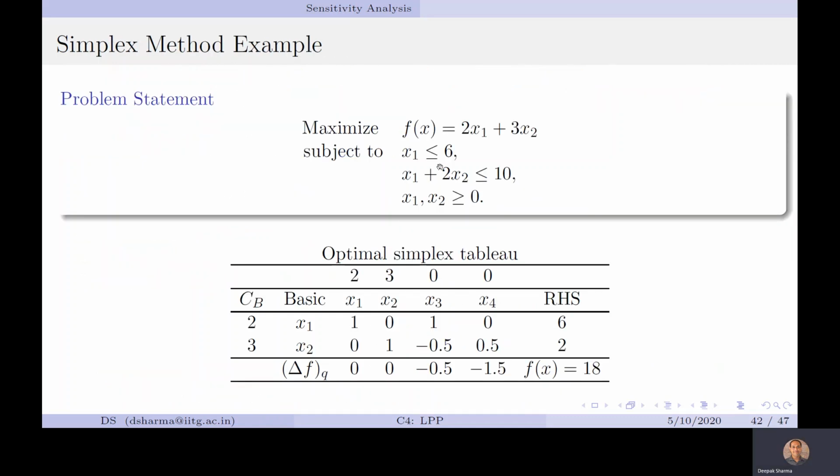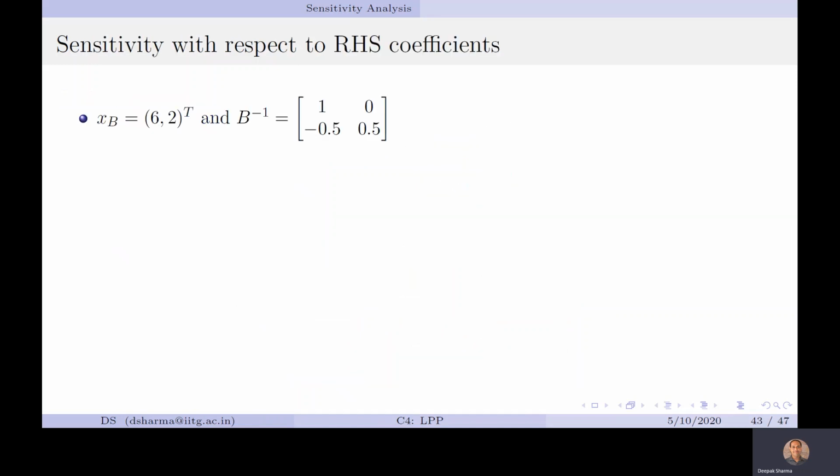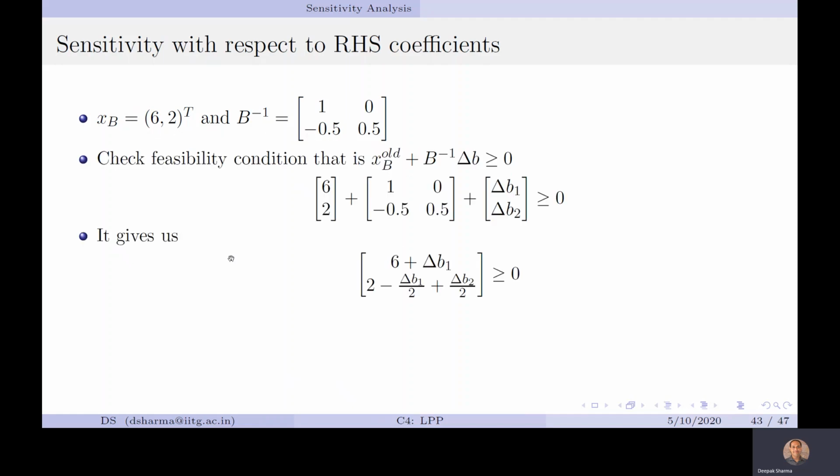So the same example, the first example which we took, both the constraints are smaller than type. When we solve it, we get the optimal simplex table as given here. Now x1 and x2 are basic, x3 and x4 are slack variables. So you can make out that the coefficients under x3 and x4, which are 1, 0, minus 0.5 and 0.5, are going to be b inverse for us. So xb, the solution, is 6 and 2, and b inverse is as I told you earlier.